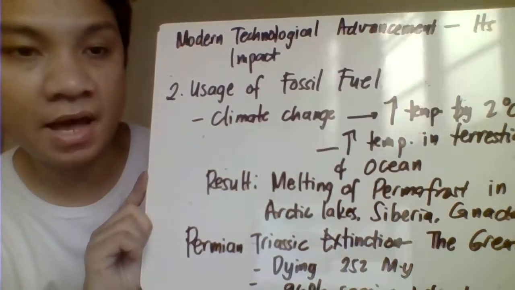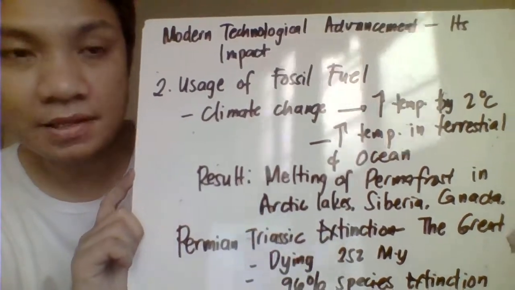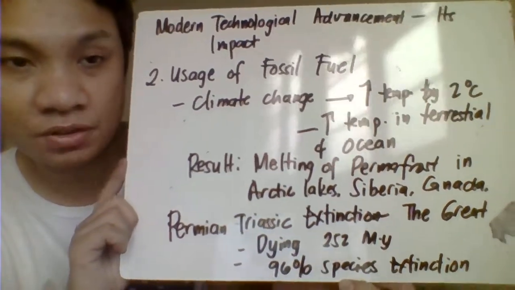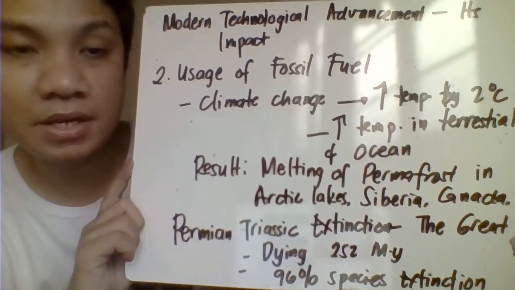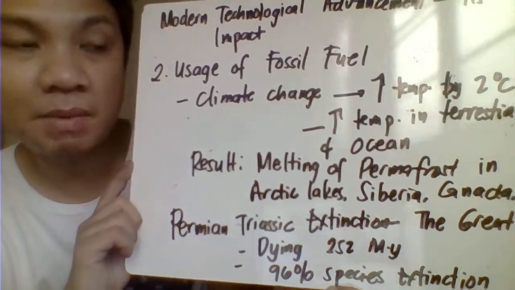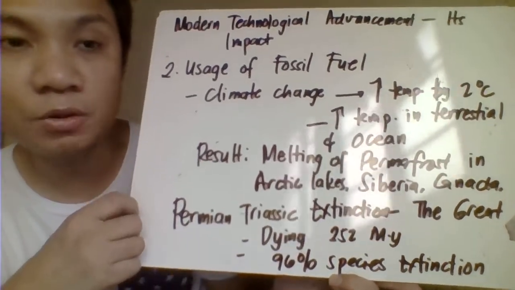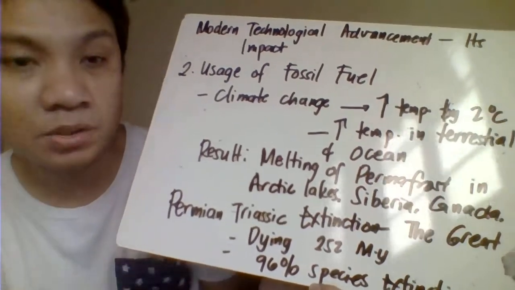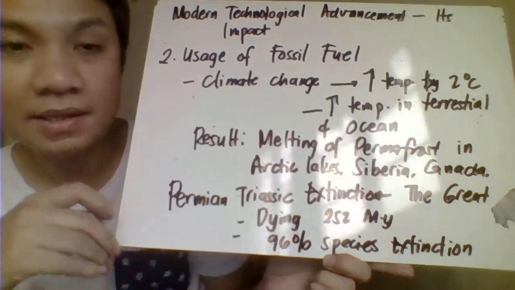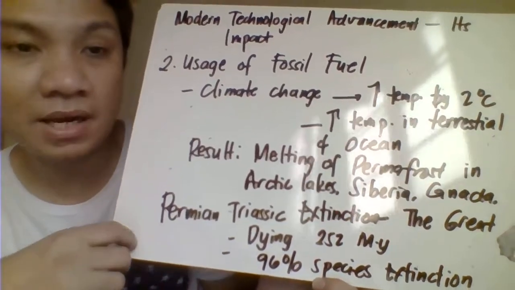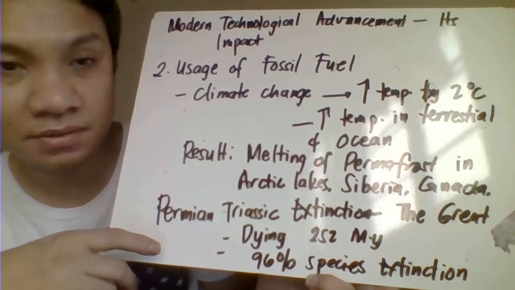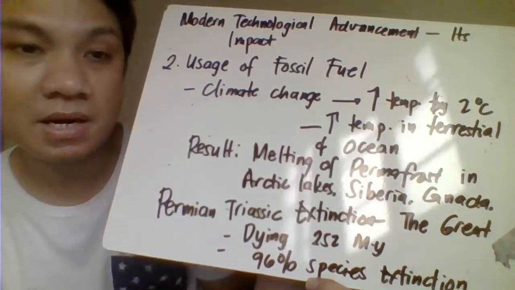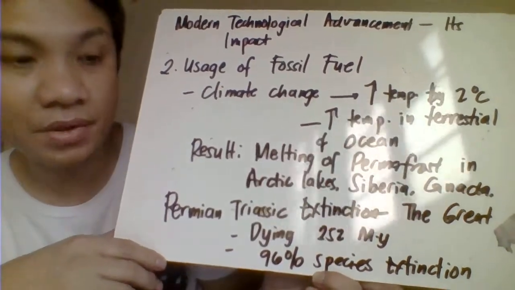Okay, the next one we have is the massive or indiscriminate use of fossil fuel, which eventually led to climate change that increases the temperature of our environment. It was expected that because of this indiscriminate use of fossil fuel, the temperature on land, terrestrial, and even in the ocean would increase by 2 degrees Celsius. As an effect of that, since medyo mainit na siya, it results in the melting of the permafrost or the large icebergs in the Arctic oceans, found also in Siberia and even in Canada. So because of that, it might result in extinction too.